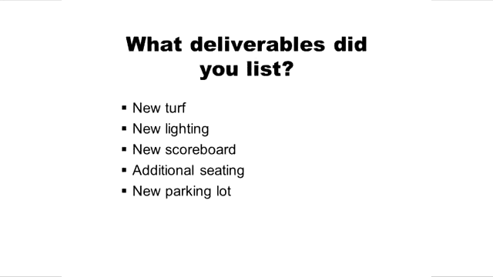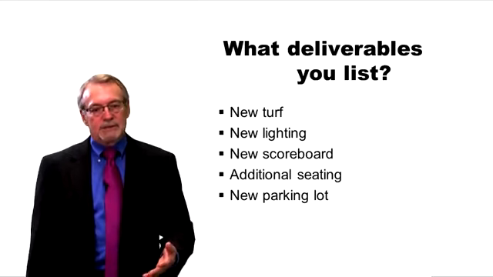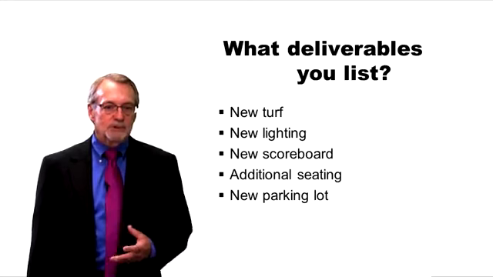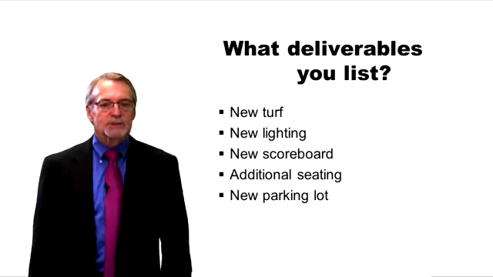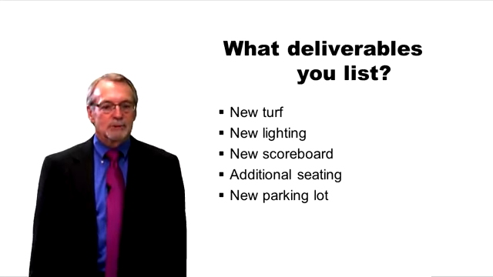Well, what did you end up listing? We have new turf, lighting, scoreboard, seating, parking lot. Those are 5 clear deliverables. There may be some subsets under these deliverables, and there may be some additional deliverables we decide to put into this project that we haven't discussed yet, but these are the key things. This is really what this project is all about. These are the key deliverables for this project.